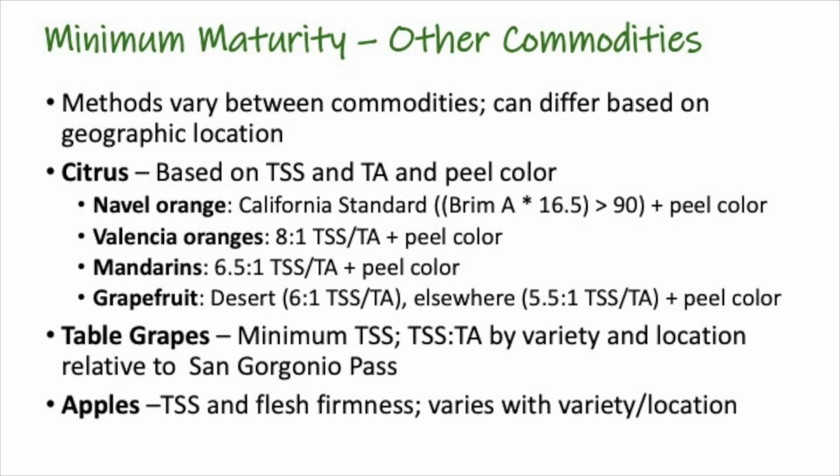So this slide just shows that, and the maturity standards for avocados, which I'll cover in the next couple of slides, are fairly complicated, but we have other complicated maturity standards as well. And I think many of you grow citrus, and it's not only the sugar and acid component, it's also peel color. So there are other examples, and in grapefruit, we actually have a double standard, one for the desert and one for everywhere else. So that is important here for the valley.